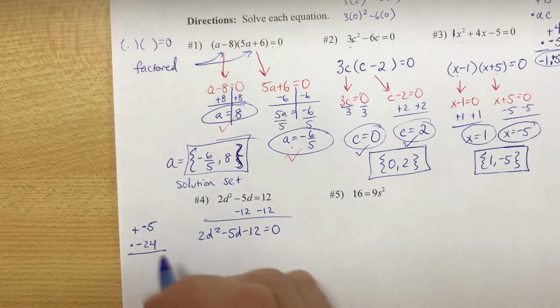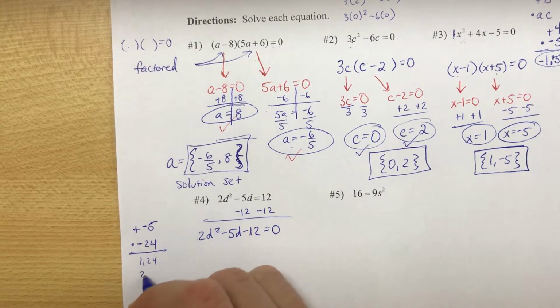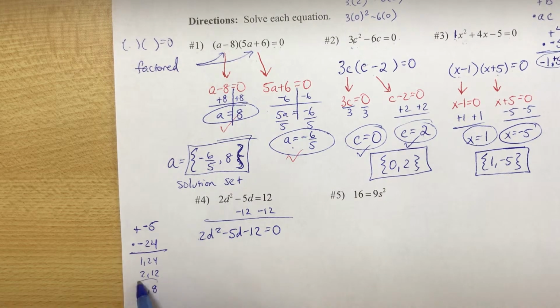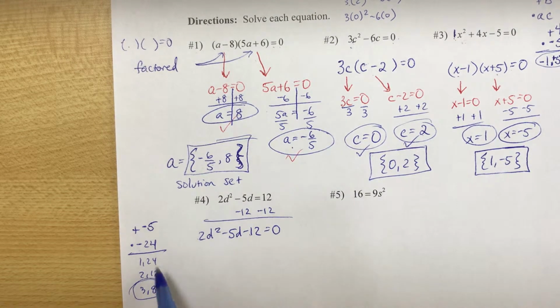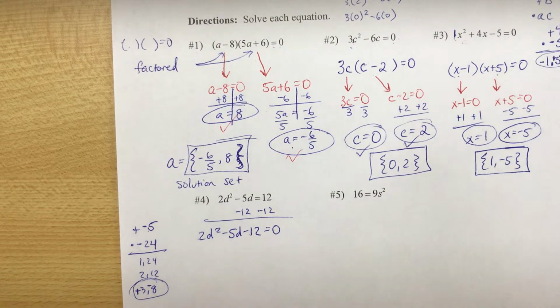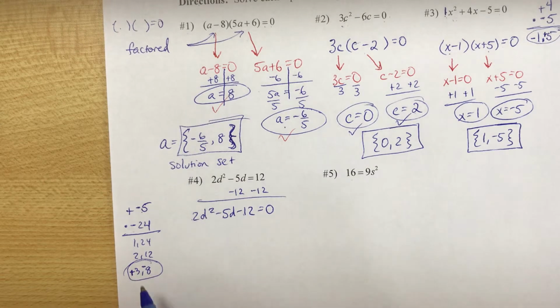The factors of 24: 1 and 24, 2 and 12, 3 and 8. Oh, 3 and 8. Now it has to multiply to a negative, and it has to add up to a negative. So I'm going to make the 8 my negative, and the 3 is the positive. 3 times negative 8 is negative 24. 3 plus negative 8 is negative 5.